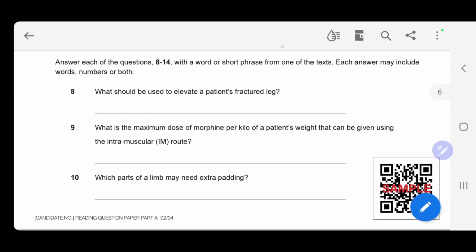Let's say, what should we use to alleviate a patient's fractured leg? If I recall, fine. If not, we can write it down. If not, we can go to the paragraph and look at it. It was in B in the management second line. What is the maximum dose of morphine per kilo? The keyword is maximum dose of morphine per kilo. Go and see the text basically.